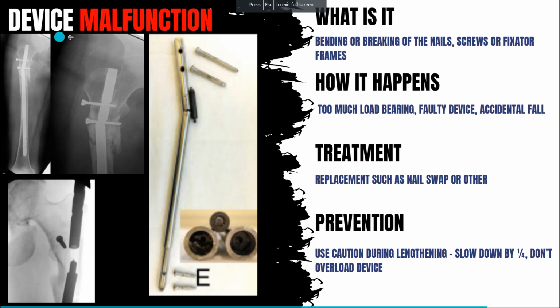All right, we have device malfunction, and this basically refers to the bending or breaking of the nails, screws, and or fixator frames during the lengthening process. It usually happens from too much load bearing or weight bearing on the device, or if it's a faulty device, or even if you fall or misstep. A lot of times accidents happen and they can break these devices. They're not invincible.